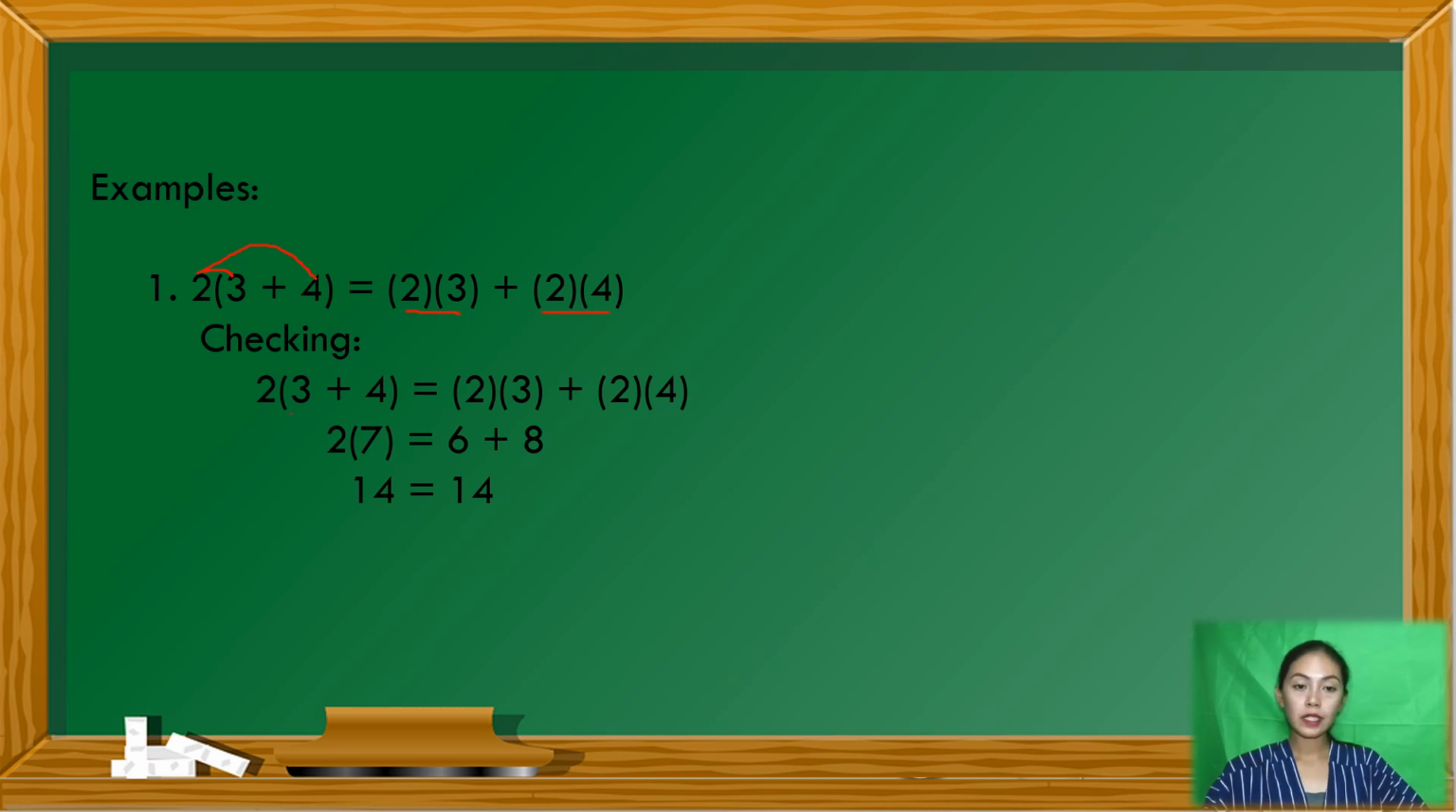Since there is a quantity, we will first operate this one. So we have 3 plus 4 is 7. Then 2 times 7 is equal to 14. And on the other side, 2 times 3 is 6, and 2 times 4 is equal to 8. So 2 times 7 is 14 and 6 plus 8 is equal to 14. Thus, it satisfies the distributive property.